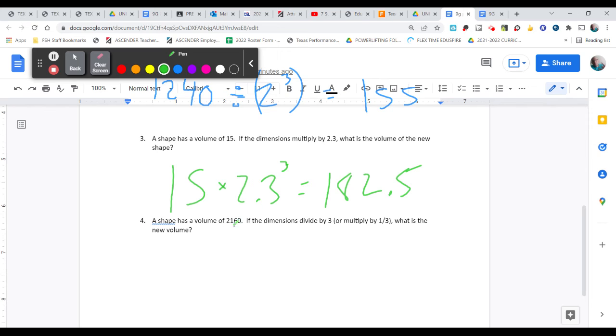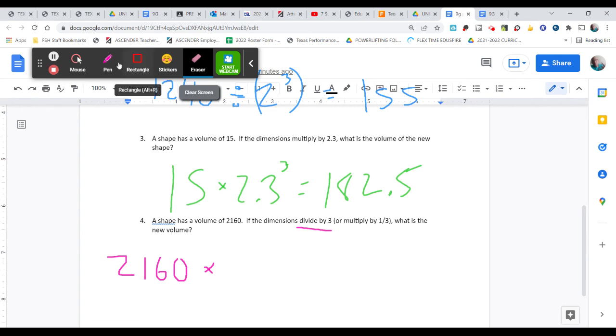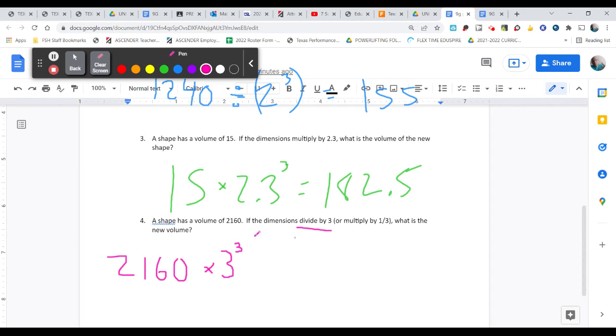All right. So a shape has a volume of 2160. The dimensions divide by 3. Okay, dividing by 3 is the same as multiplying by 1/3. Really, whichever way you do, it's fine with me. So the new volume, we have to do what? Oh, sorry. You gotta divide by 3 cubed. Yeah, I'm sorry. Let me erase that.